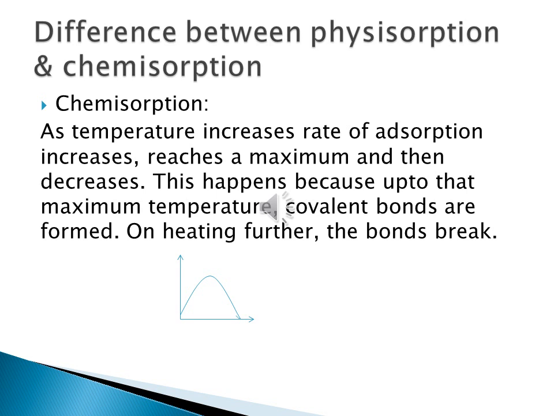Now continuing with the differences between physisorption and chemisorption. What happens when temperature increases? The rate of adsorption will increase. In the case of chemisorption, it will reach a maximum and then start decreasing. Why is this happening? Adsorption increases because covalent bonds have to be formed. So the bonds form first as the temperature increases, and they reach one maximum temperature. After that, if you keep heating, the bonds will start breaking.